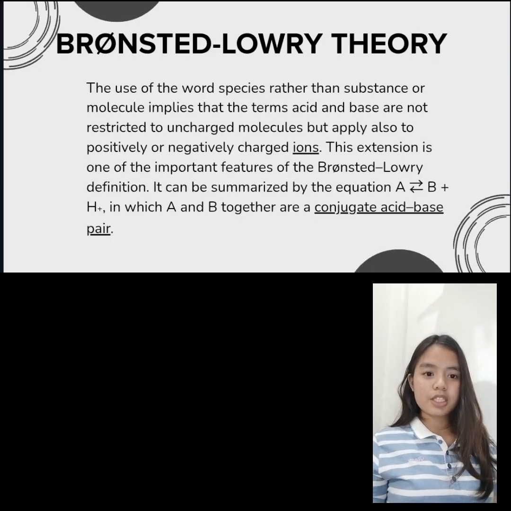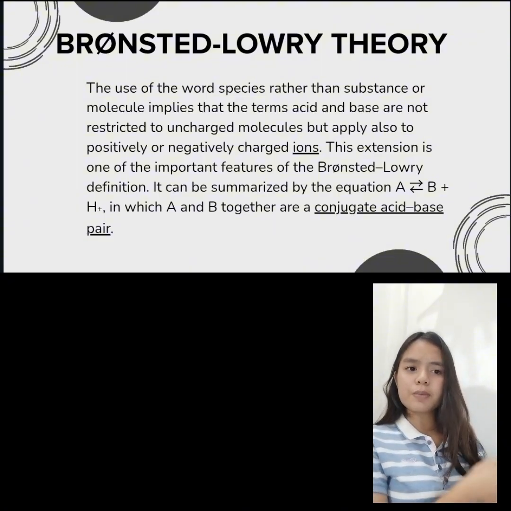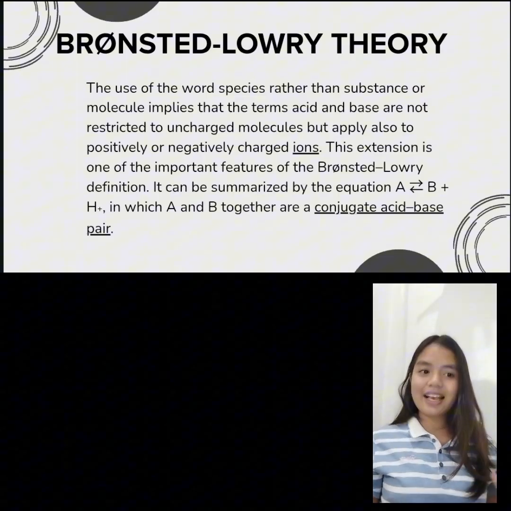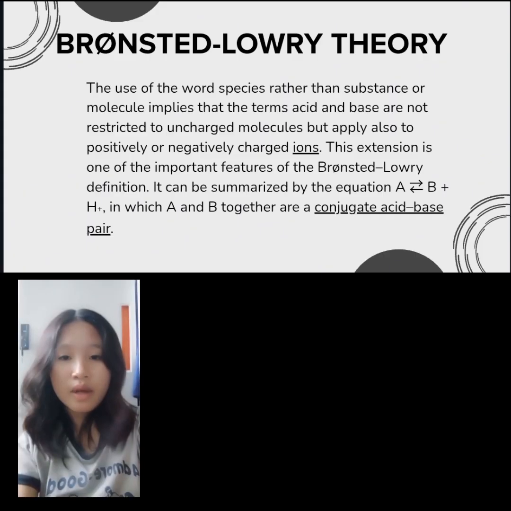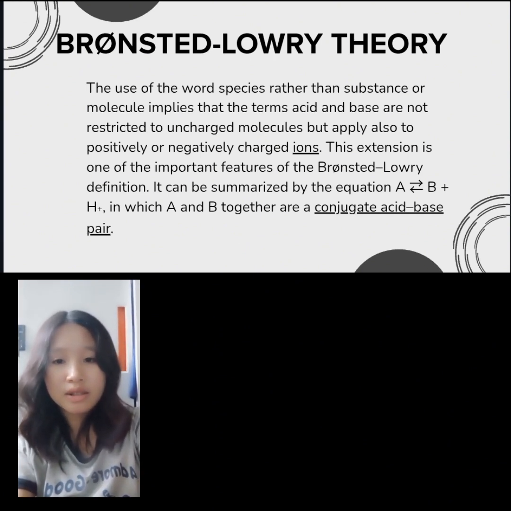The term species is used instead of substance or molecule because acids and bases can also be ions, not just neutral molecules. This is one of the best features of the Brønsted-Lowry definition. It's more flexible and applies to more reactions.